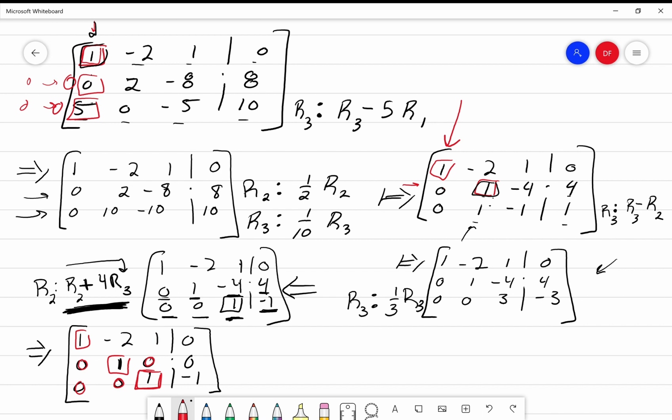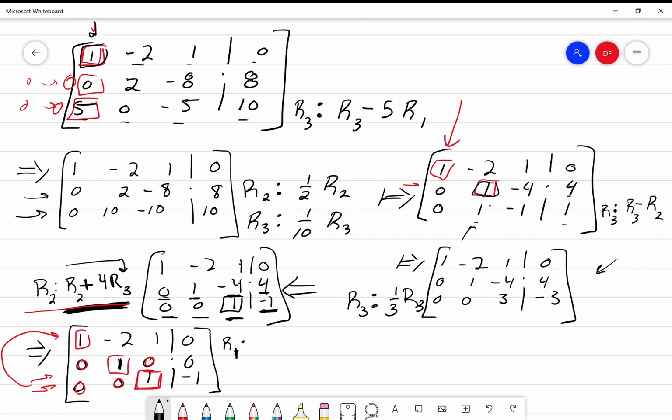So pause the video and see if you can do an elementary row operation to make this negative 2 a 0. How would I do that? I need to multiply one of these rows by something, and then I need to add it to row 1 so that I can make this a 0. So you should pause the video and see if you can do it yourself. And then when you unpause it, you will see this.